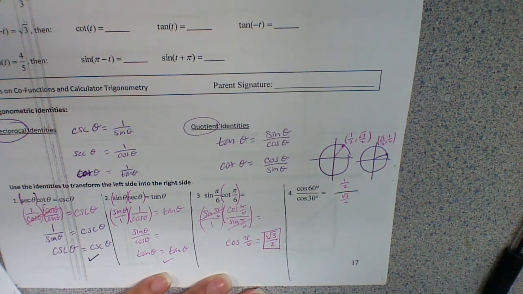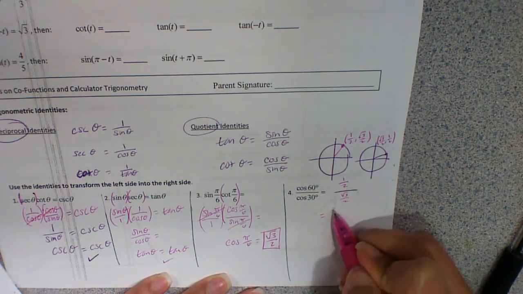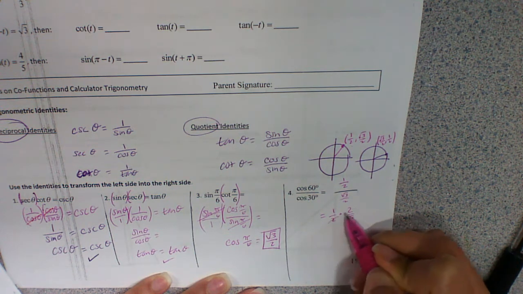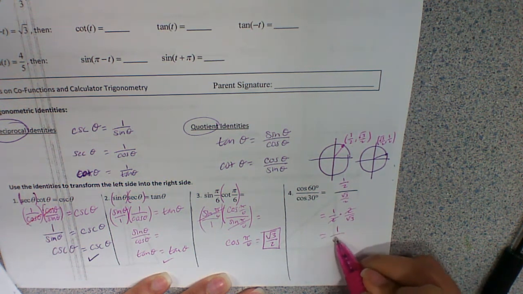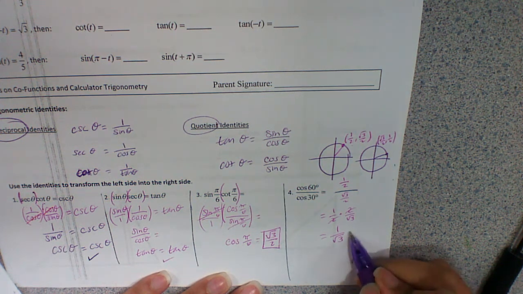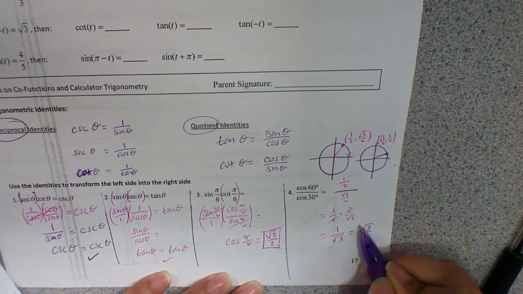Now all I have to do is simplify those two. And so I'm going to keep the first fraction, multiply by the reciprocal of the bottom, and the 2's cancel, leaving me with 1 over root 3. And I do have to rationalize, and once I do, I end up getting square root of 3 over 3. That's your answer.